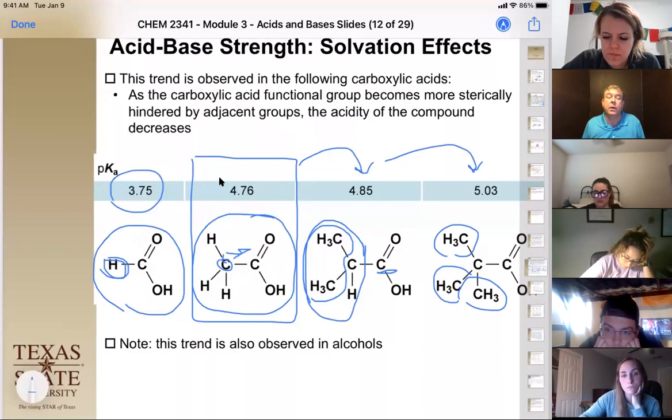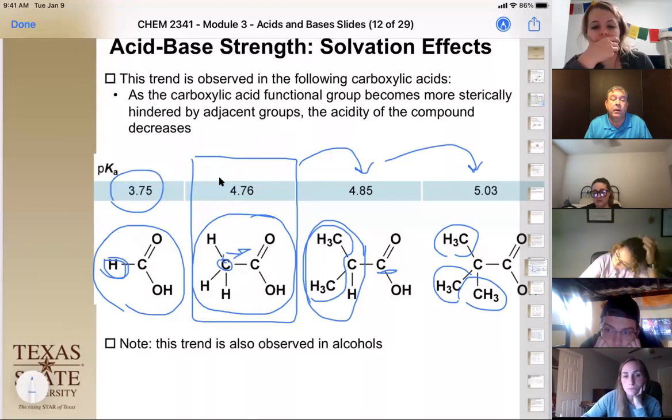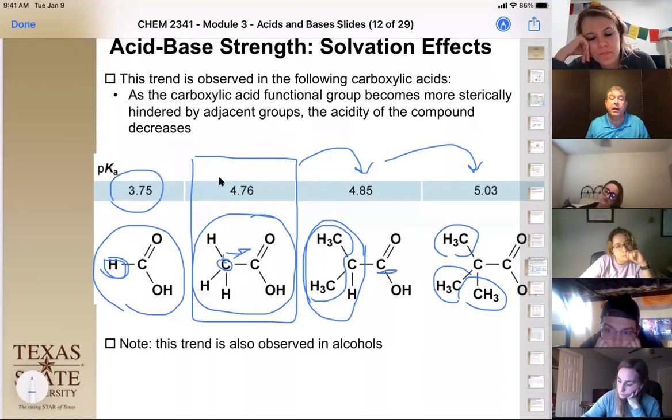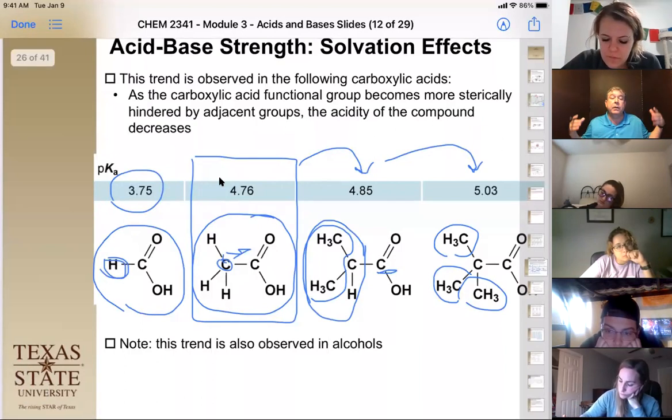So that's because it has a less favorable interaction with water. And the same is true for alcohols. If you do this in alcohols as well, as they get bigger and bulkier or longer, they become less and less acidic.